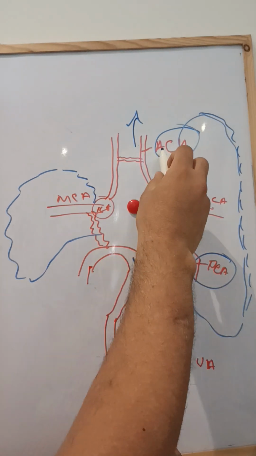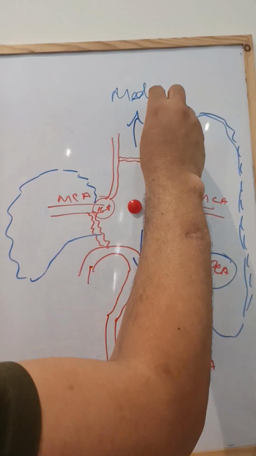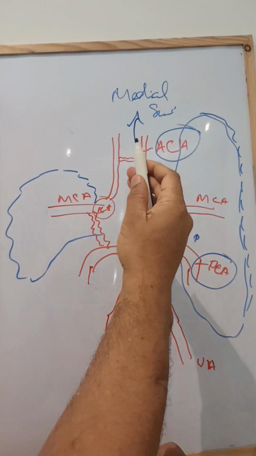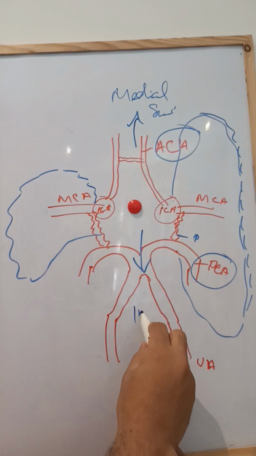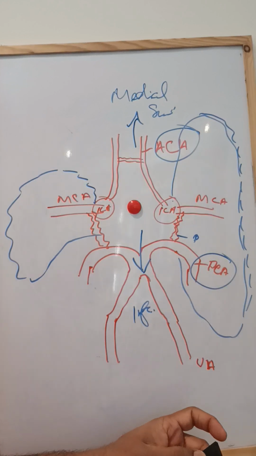So that means the anterior cerebral will be going forwards on the medial surface, supplying the medial surface of the cerebral hemisphere. The posterior cerebral will be going backwards and supplying the inferior surface of the cerebral hemisphere, while the MCA will go to the lateral surface. Thank you.